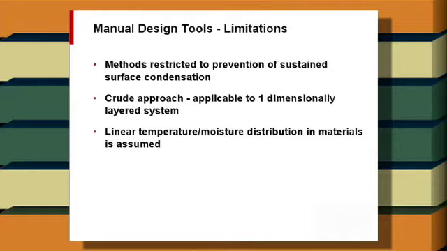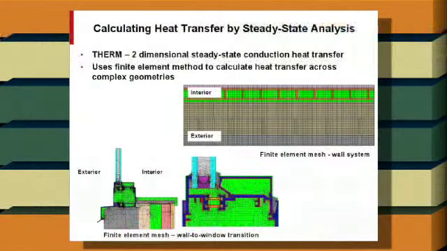And Therm is a great tool, a very sophisticated analysis tool for heat transfer by steady state analysis. This was developed at the Lawrence Berkeley lab. It uses finite element methods to calculate heat transfer across complex geometries, right? And this is, Walter, where you can take a look at that window frame geometry very carefully, drill down and move stuff around, and determine the temperature distribution there to figure out when and where it's going to condense.